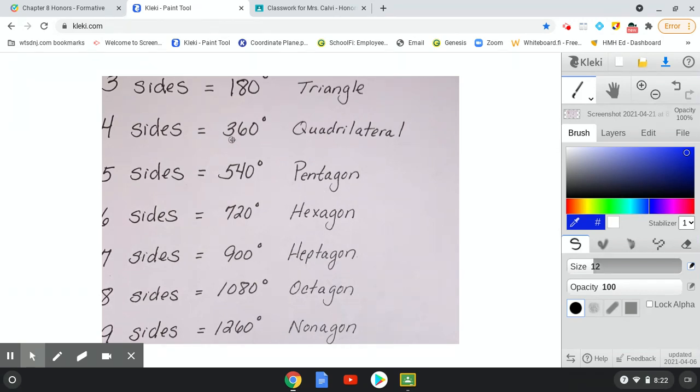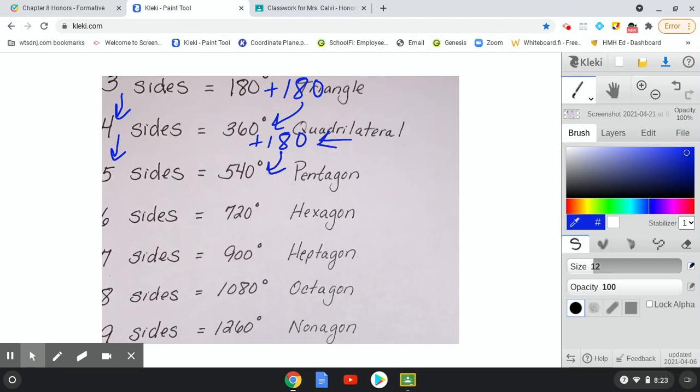Now, the question is how do we know that a four-sided figure measures 360 degrees? If we start out with a three-sided figure, we know that is 180 degrees. Every time you add a side, you add 180 degrees. So if I took 180 and added 180, that would give me 360. If I then add 180 to a four-sided figure's 360, I get 540. Every time I add a side, I add 180 degrees.